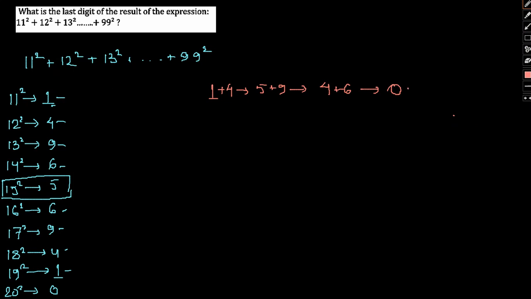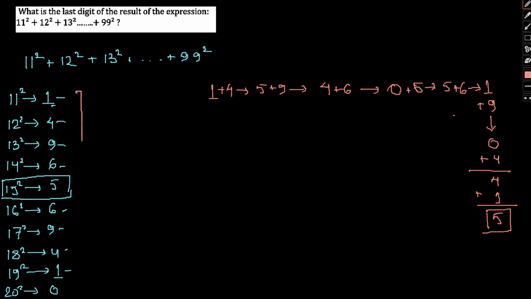Now I'm taking 15's 5, so the unit digit again is 5. I'm taking 16's 6. So 5 plus 6 is 11, so the unit digit is again 1. Now I'm taking 17's 9. 1 plus 9 again gives us 10, so the unit digit is 0. 18's I am taking 4, so the unit digit comes out to be 4. And 19's I am taking 1, so the unit digit comes out to be 5. Okay, I hope this concept is clear.